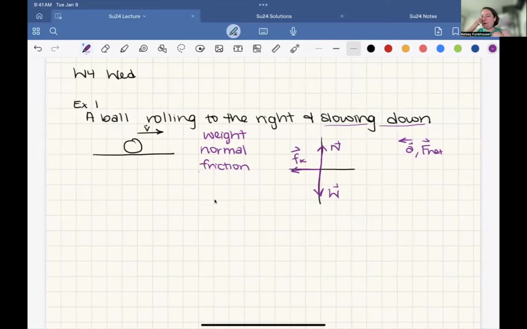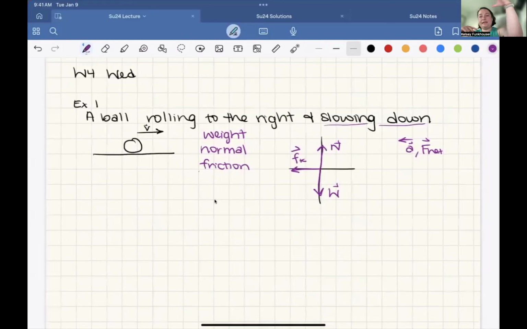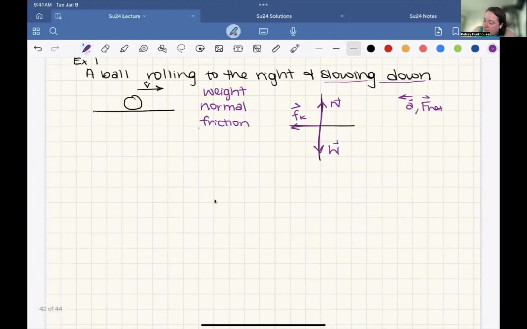direction our net force is in and what direction our acceleration is in. So we can see just looking at our free body diagram that the net force in Y is 0 because we have the normal force and the weight force, and those are the same size but point in opposite directions, so they cancel each other out. Another way to think about that is the ball is not accelerating up into the air or down through the floor. So the net force in Y must be 0.